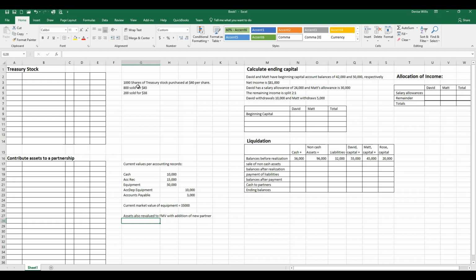So the first thing here, we have 1,000 shares of treasury stock purchased at $40 a share. Let's just make up some dates. Let's say we're doing it on January 1st. We are going to debit treasury stock. The amount we use is simply going to be what we paid for it. It's the cost method. It costs us $40 a share. We're going to multiply that times 1,000 shares, and that treasury stock cost us $40,000.